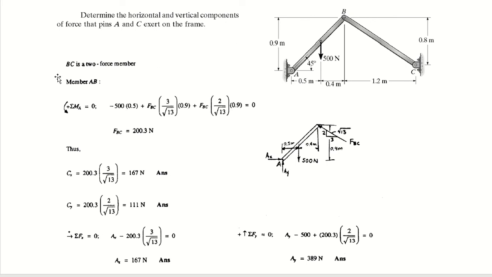So BC is a two force member, this BC is a two force member, right? Taking member AB, summation of moment about A is equal to 0. Consider this is AB. So in AB your Ay and Ax are unknown. This is the applied 500 Newton load. The distance is 0.5 meter, right? The height is 0.9 meter, and this distance is 0.4 meter, right?